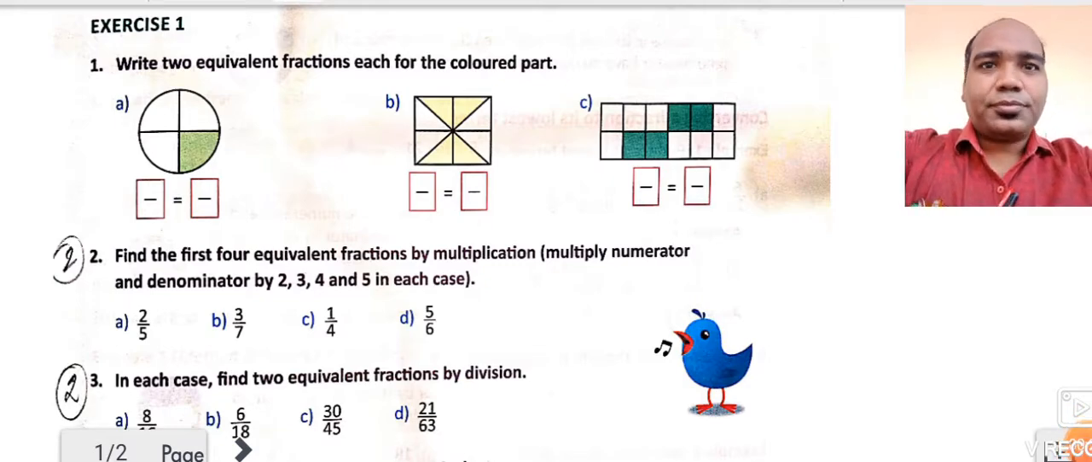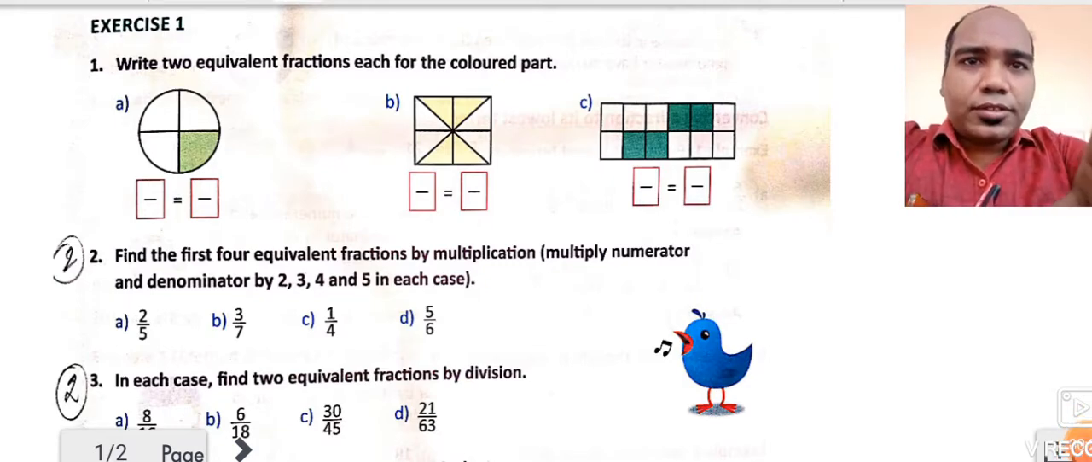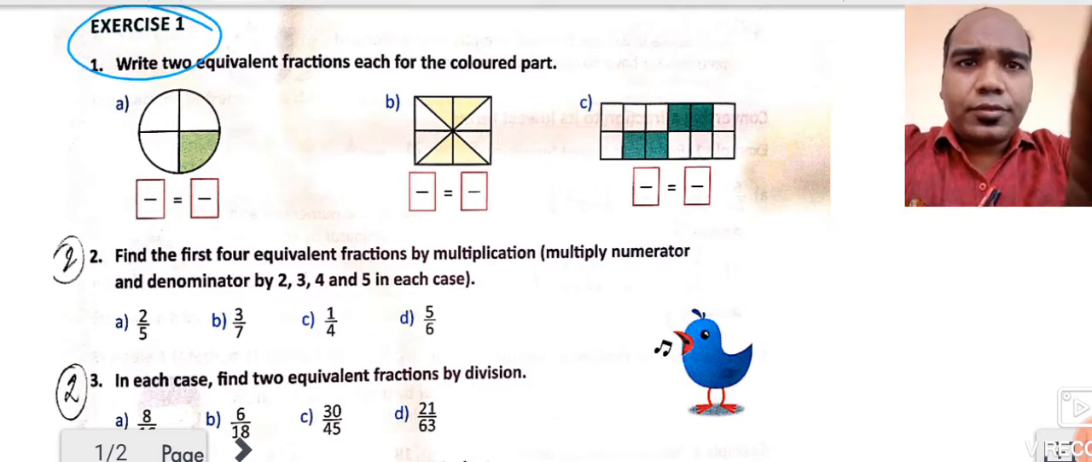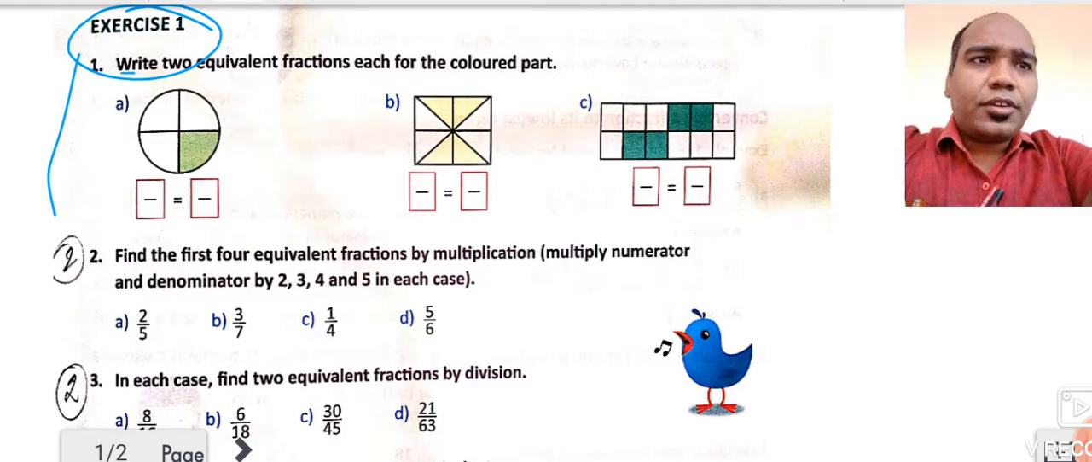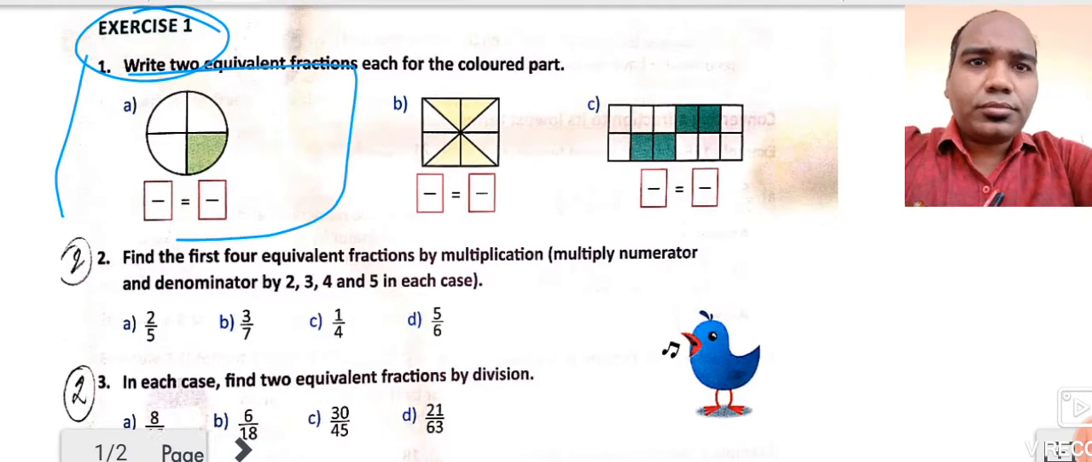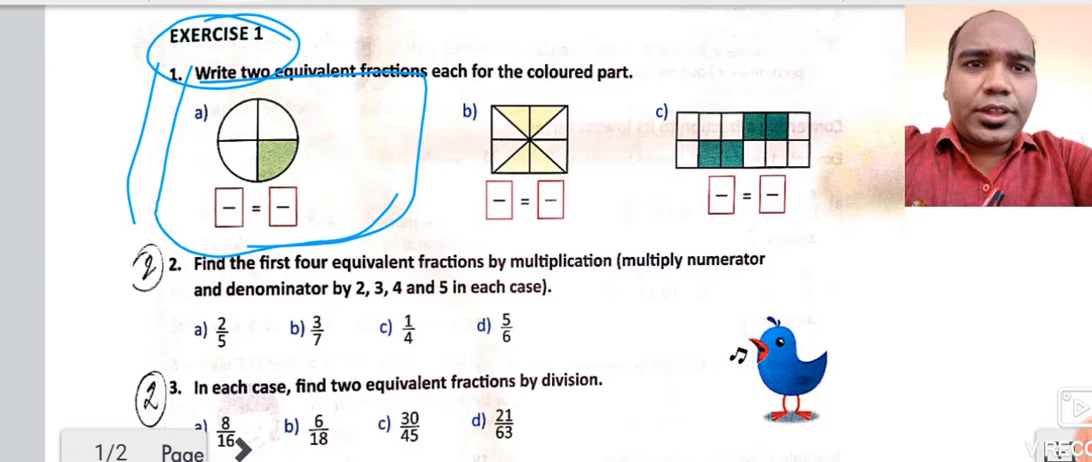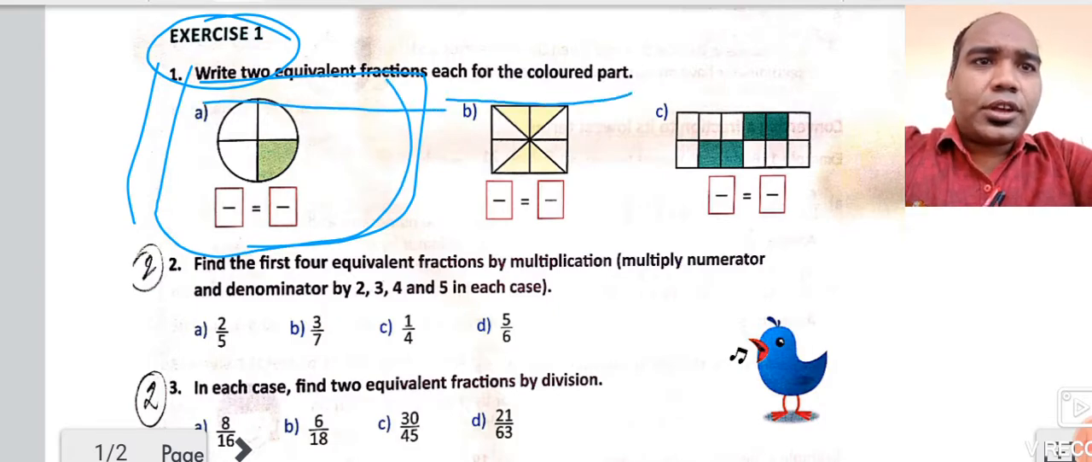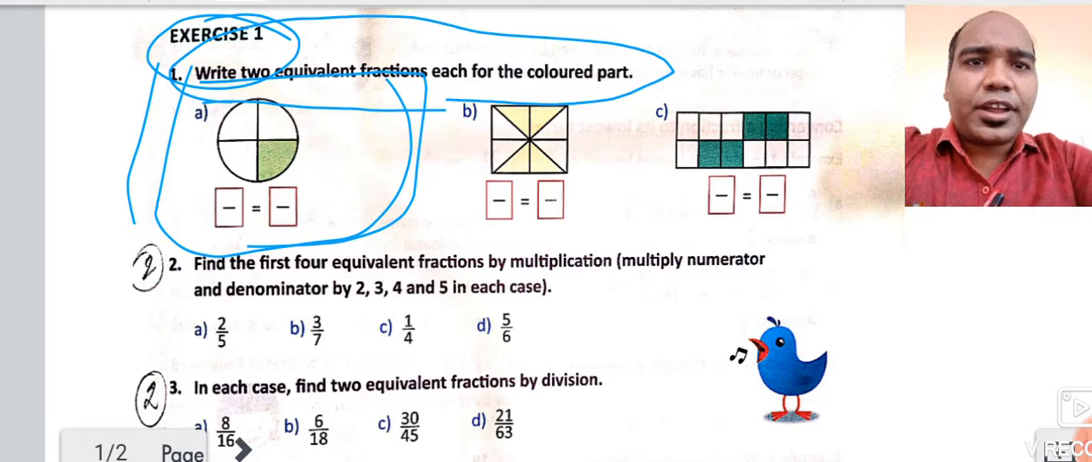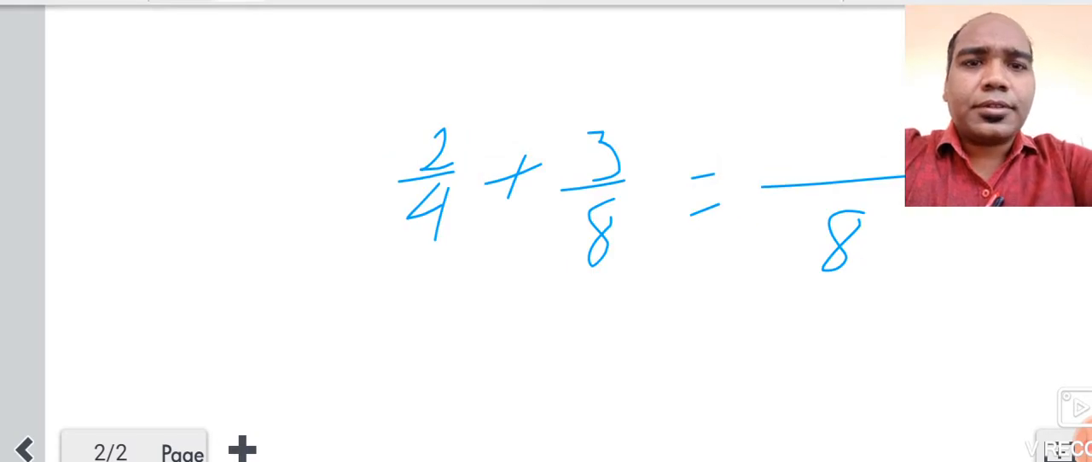Okay, children. So, this is your exercise 1. Exercise 1 we are going to solve. Can you see the first picture? First picture, what is given? It's given here. Write two equivalent fractions each for the colored part. Equivalent fraction. Okay. So before discussing this one, I would like to discuss one thing.